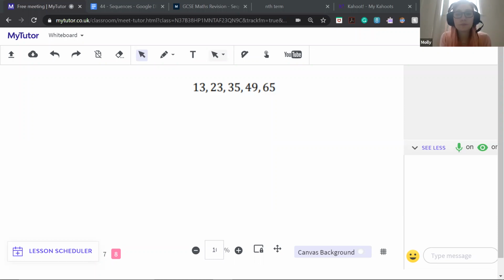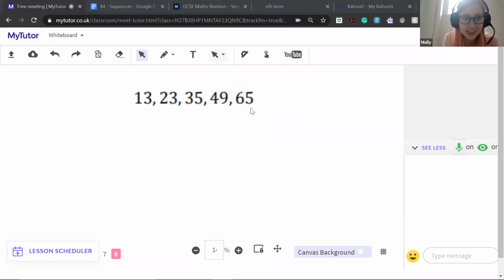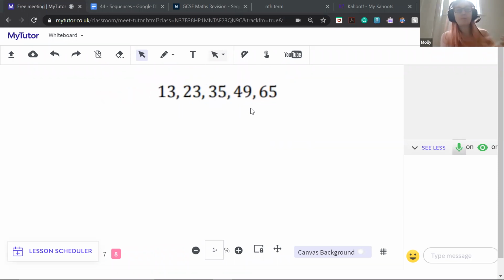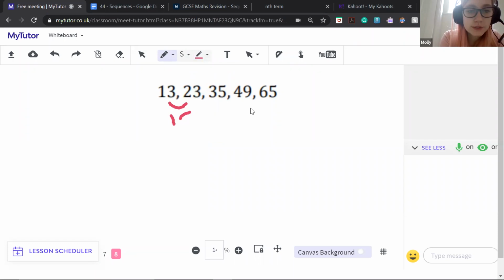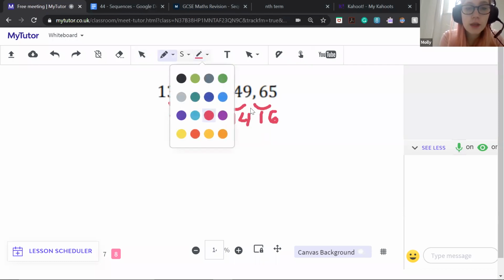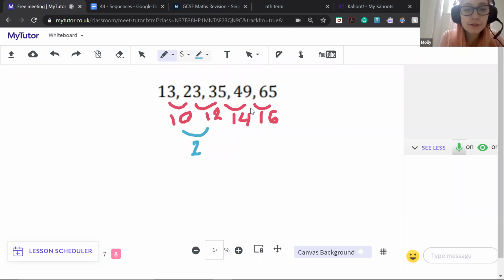Okay. Let's start going through this. Again, feel free to pop your answers in the chat as I'm going through it, if something suddenly clicks or you just finish it. So let's go through the first level of differences on here. So 10, 12, 14, 16. Not the same, so we go to another level of differences.